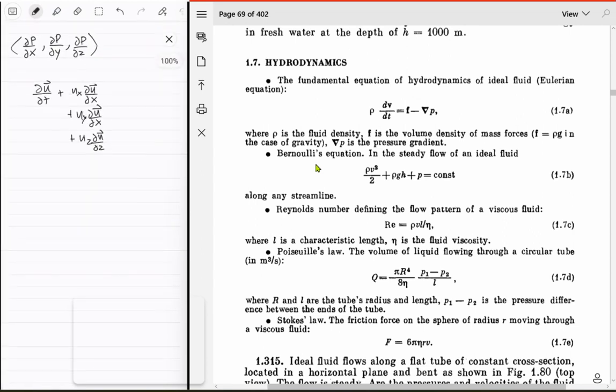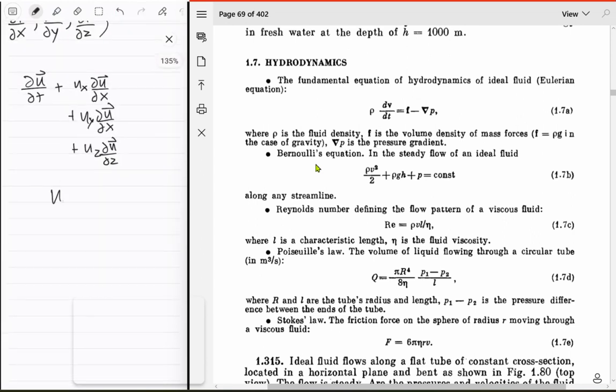And this is a lot of times written like this: u vector dot del, applied on the u vector. This is just shorthand notation for this whole thing. You don't have to think of del as an actual vector. No, it's not. It's just something that we use to make our equations take up less space on the page. That's all it is, nothing else.